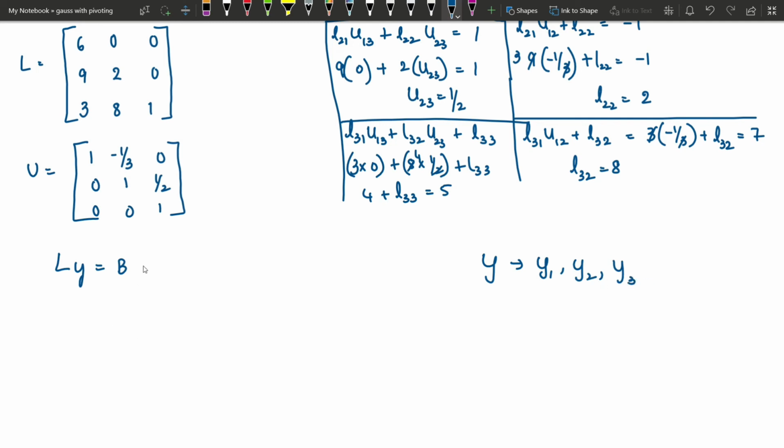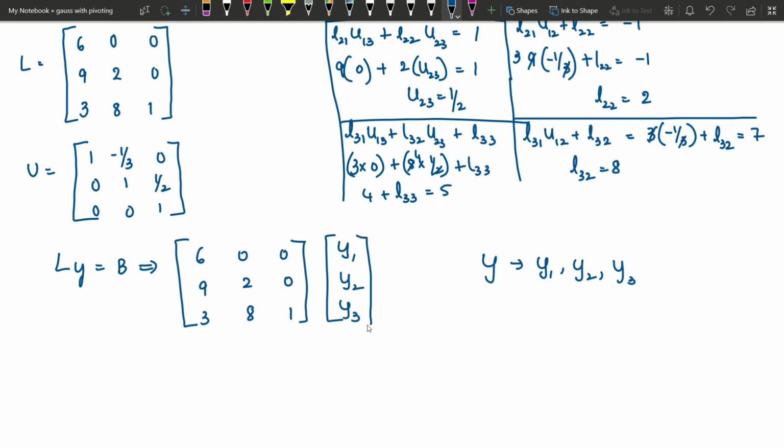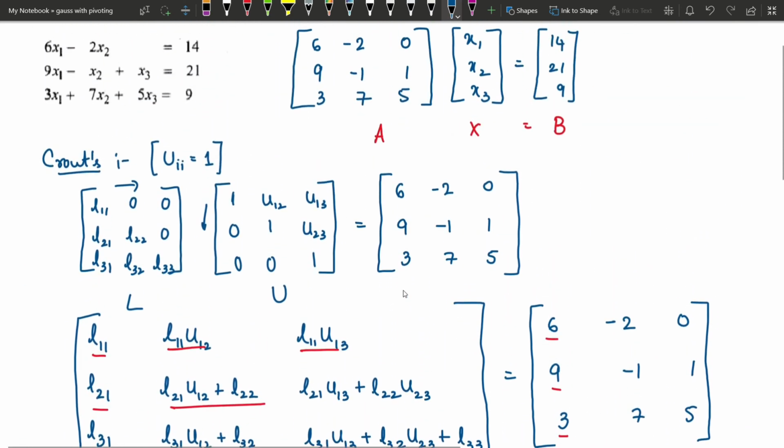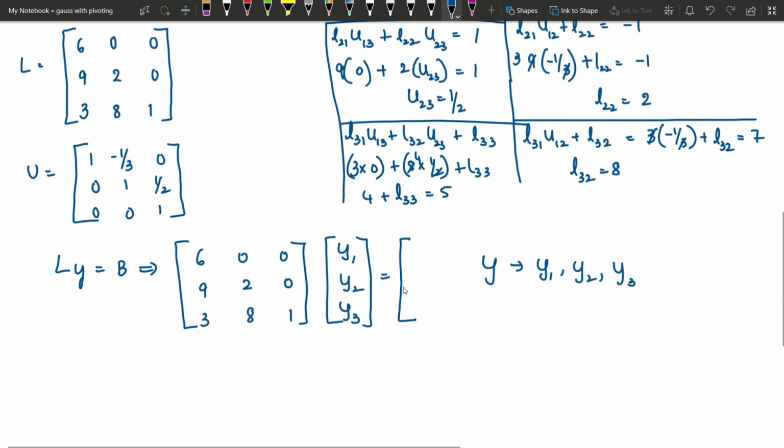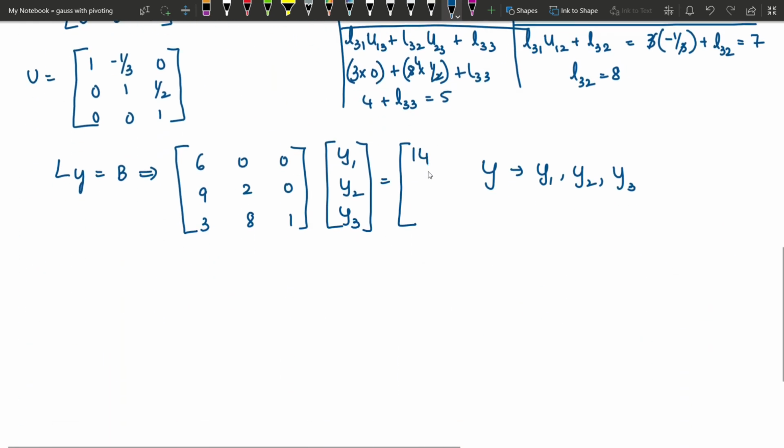What is our next step? We write L into Y equals B, where Y is an imaginary unknown variable, which we will take as Y1, Y2, Y3. So what is L? 6, 9, 3, 0, 2, 8, 0, 0, 1 into Y1, Y2, Y3 equals, what are the RHS values given in the question here? 14, 21 and 9.